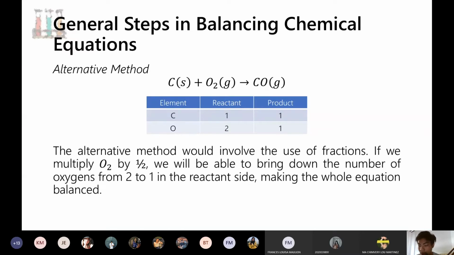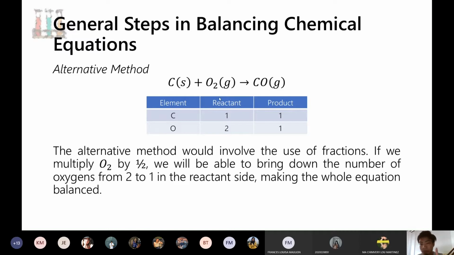Alternate method. Yung coefficients kasi natin, they are not limited to integers. When you say integers, whole numbers. So that means our coefficients could be a fraction din. As long as rational number yan, pwede gamitin yan. Siyempre, hindi ka pwede gumamit ng irrational number as coefficient. Hindi ka pwede maglagay ng pi dito, 3.1415. So as long as rational yung number mo, meaning it could be expressed in fractions, pwede siya ilagay dyan.